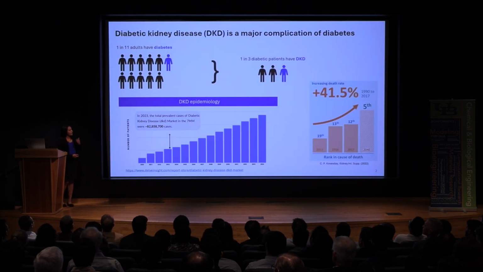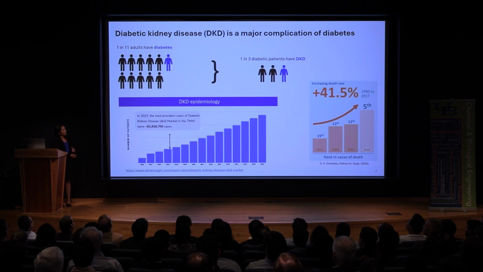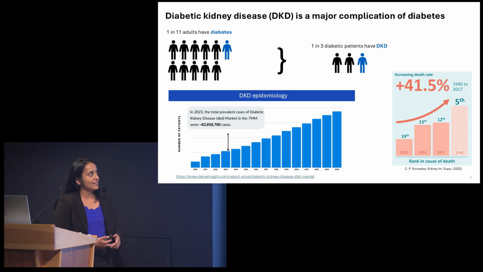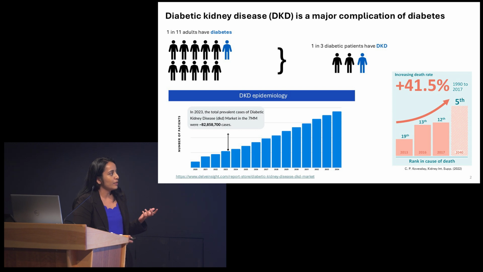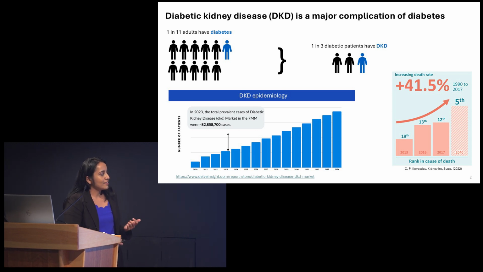So diabetes is a long-lasting health condition that currently affects 1 in 11 adults, and 1 in 3 patients with diabetes develop diabetic kidney disease. There is currently an increasing trend in diabetic kidney disease cases just in the 7 major markets, and these cases are over 82 million as of 2023. But this trend is increasing, and these numbers are even higher across the world. There's also a high risk of progression of diabetic kidney disease to chronic kidney disease, as well as end-stage renal failure. And this is one of the highest causes of deaths in diabetic kidney disease patients.